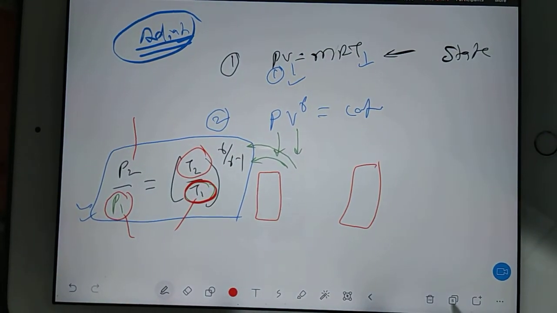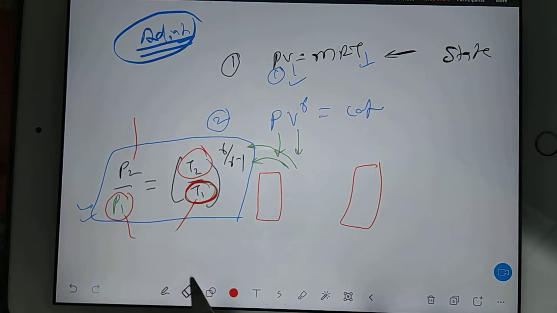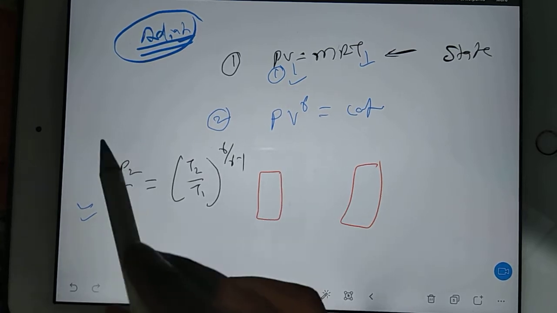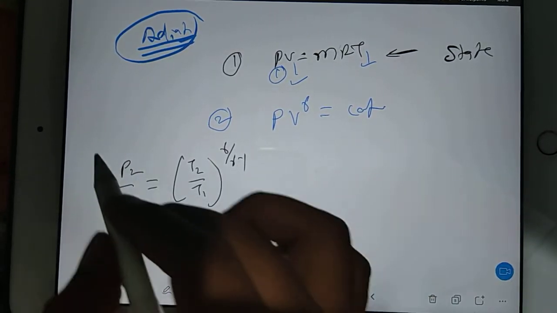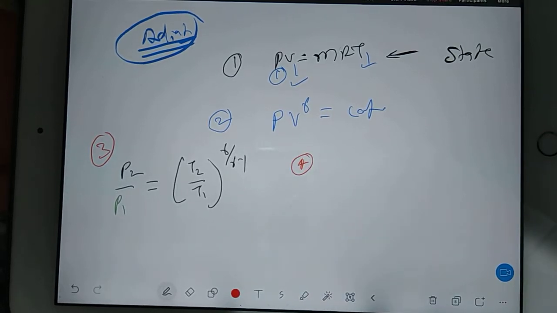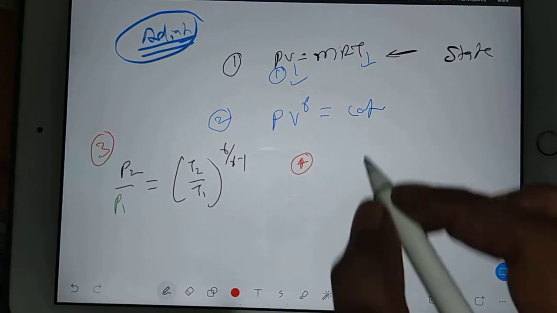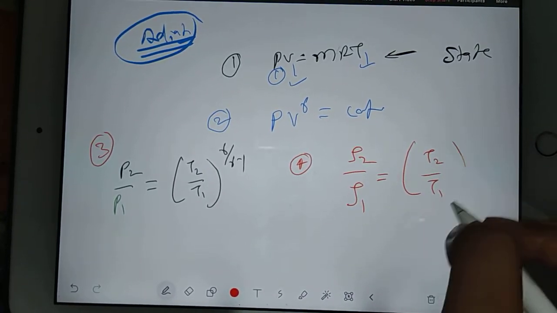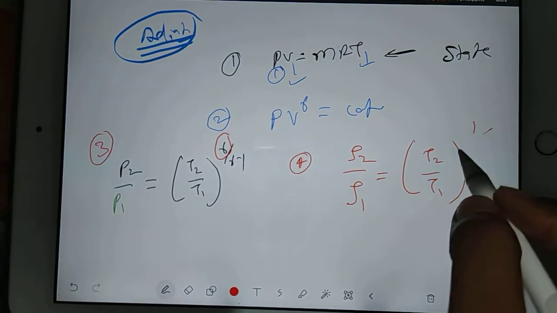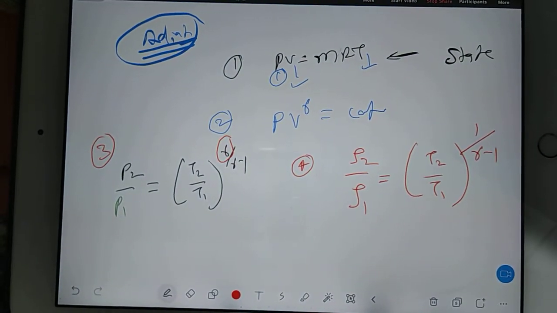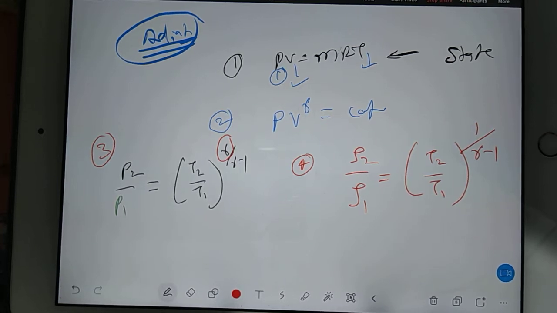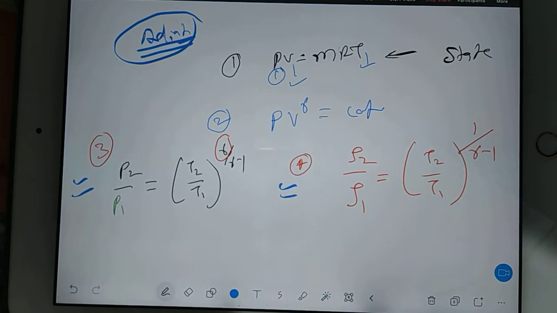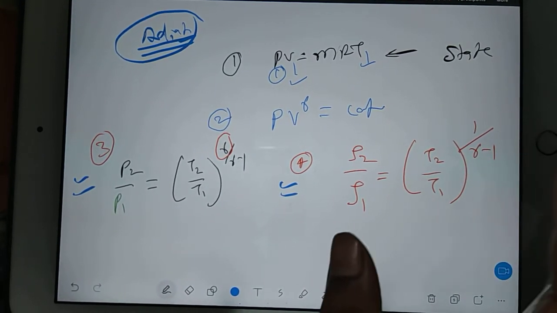Okay, so in this you have a list of formulas. This much is clear already. This is the third one. Now you go for the fourth one. The fourth one is a very popular formula, that is in terms of density. Rho 2 by rho 1 is equal to again T2 by T1, with power 1 by gamma minus 1, so you remove one gamma here. These two are very popular formulas. By using these two formulas you can determine the state and you can solve the numerical.